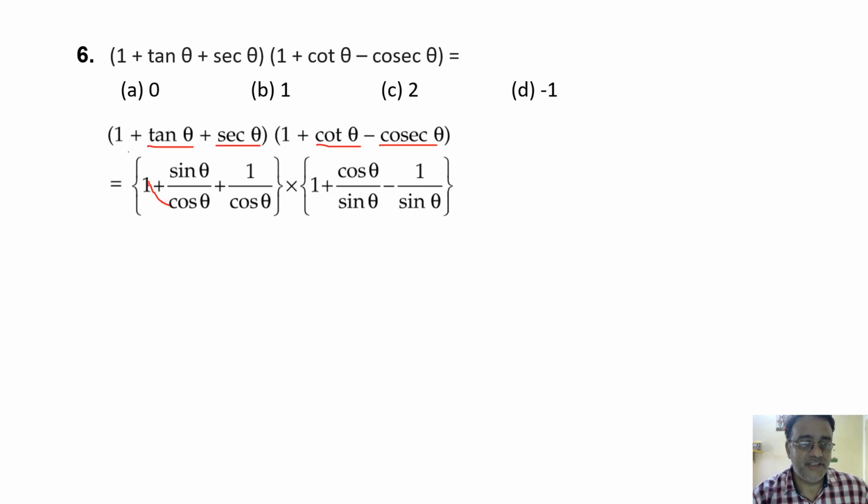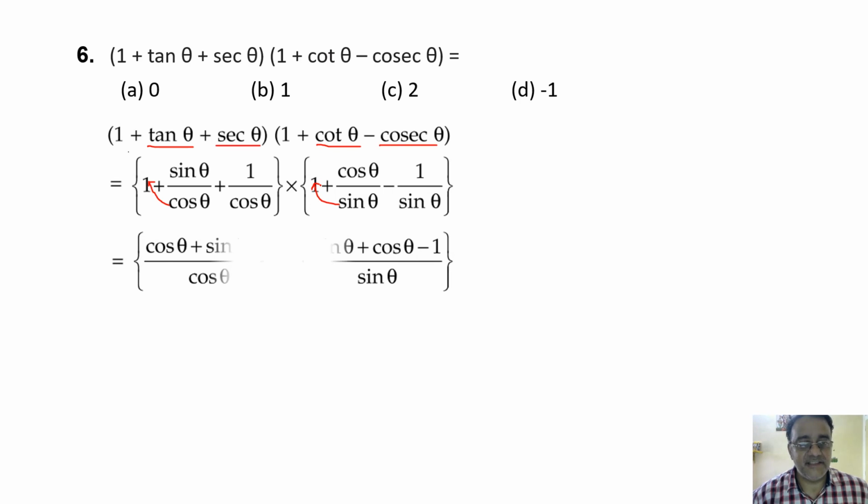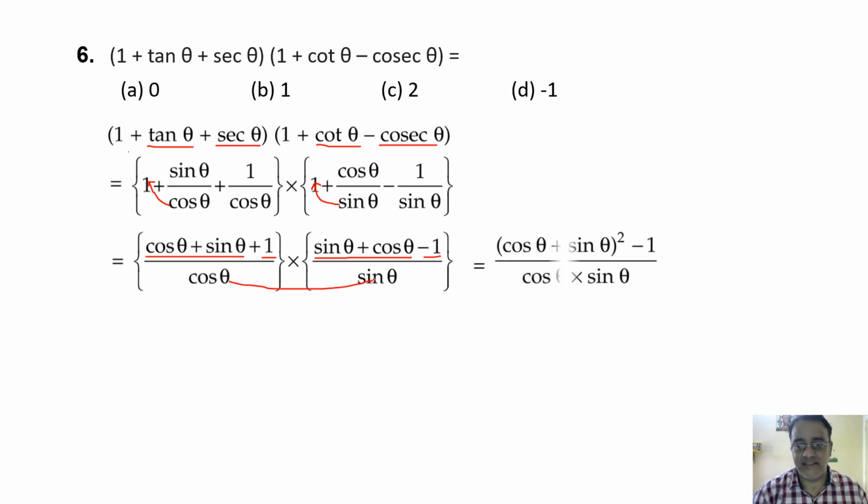So this will become cos theta, and this will become sin theta. So we are getting this step. Any doubt in this step? No, sir. Okay. So here we will take cos theta plus sin theta as one term and 1 as the second term. See, this is A plus B and this is A minus B form. A plus B into A minus B. So it will be A square minus B square, and the denominator will be cos theta into sin theta. This step is clear? Yes.